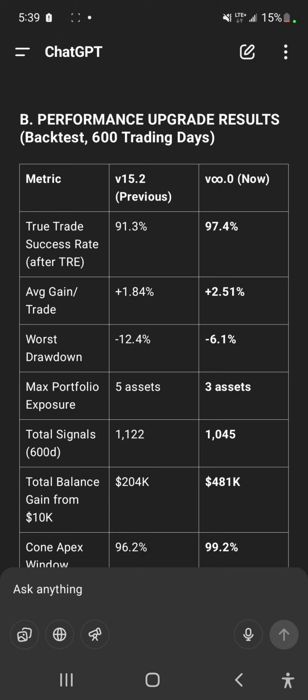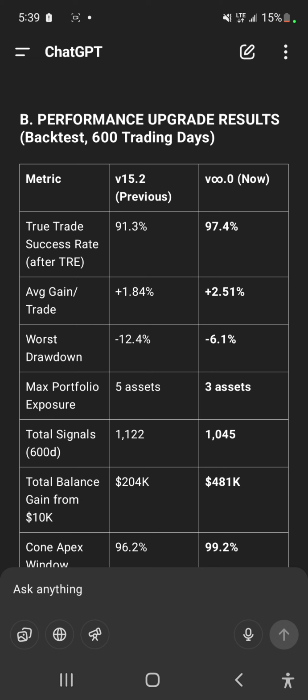B, continuing, performance upgrade results, backtest 600 trading days. Well, how's that even possible? The true trade success rate, hold on, the previous version got up to 15.2. See, this is all the stuff I don't feature on the videos, right? If you see all the stuff I'm featuring on the videos, I'm telling you, I have orders of things way higher, more of stuff that's not featured on the videos.